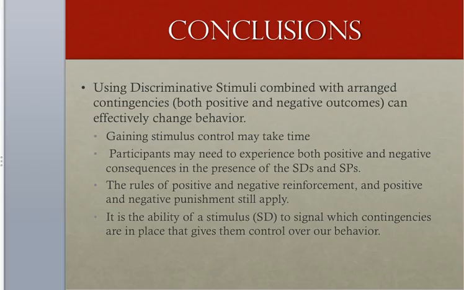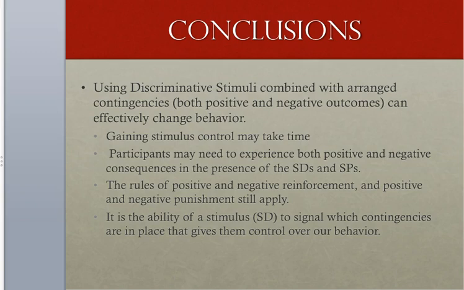So the final conclusion is basically that using discriminative stimuli combined with arranged contingencies like positive reinforcement, for getting to play more for each check mark that you observe, and negative outcomes, can effectively change behavior. But it's important to remember that gaining stimulus control may take some time. These kids were typically functioning children, so they just were very inattentive. And so sometimes it takes a while.